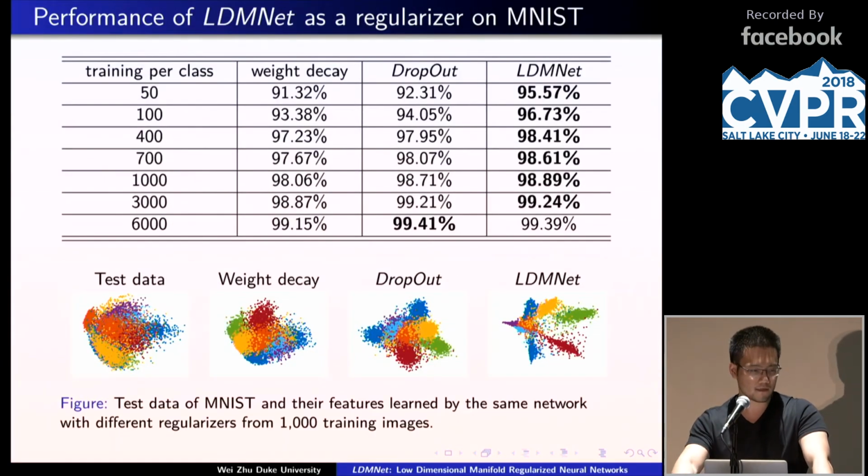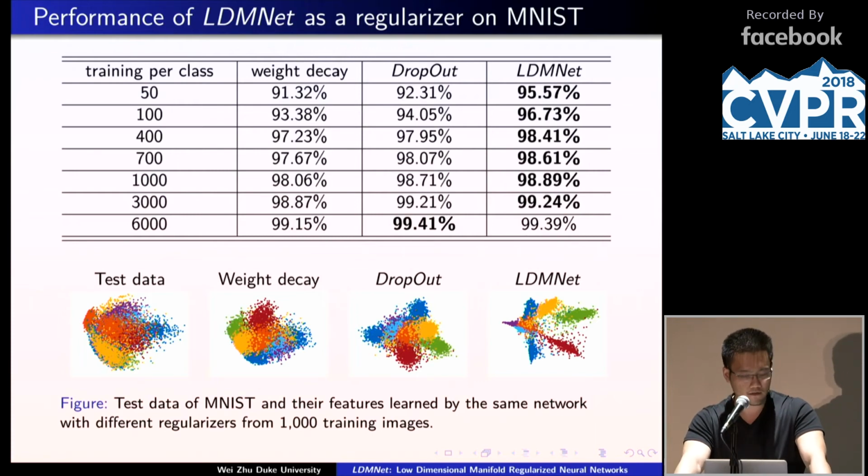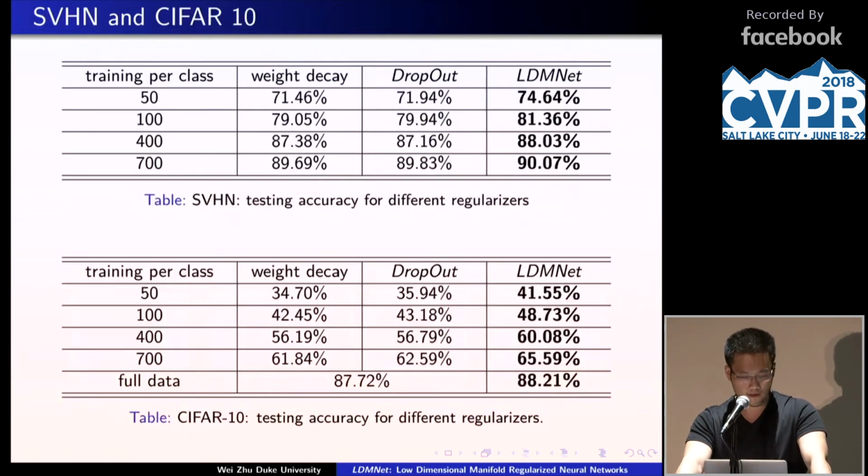So here is the result of LDMNet on the MNIST dataset. We compare the different regularizations sharing the same baseline architecture. As you can see, the advantage of LDMNet is significant when the training data is scarce. Visually, you can also verify that the features learned by LDMNet typically sample a lower dimensional manifold as compared to other regularizers. You can say pretty much the same thing for SVHN and CIFAR10.